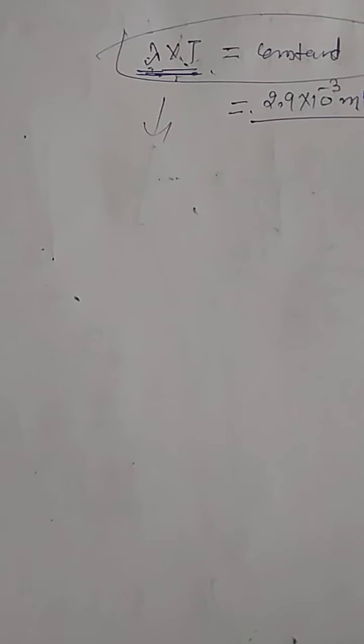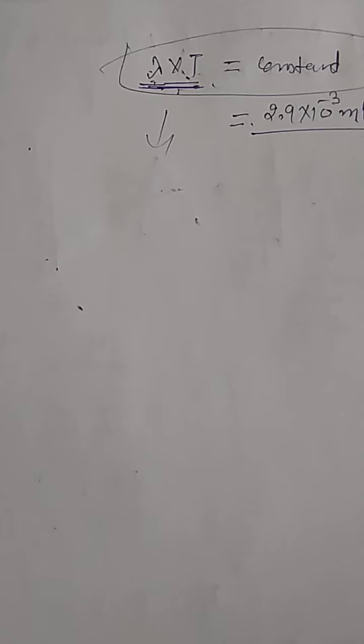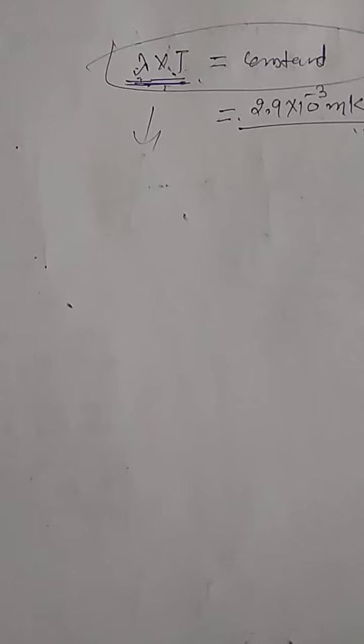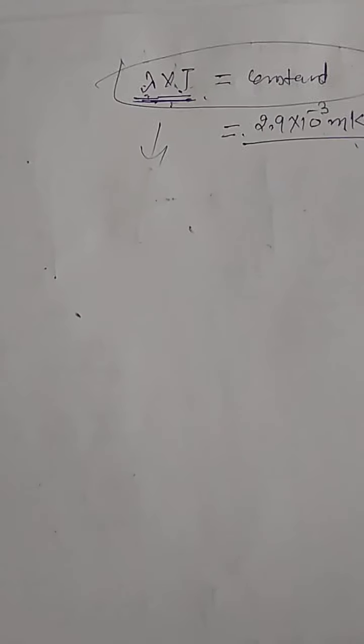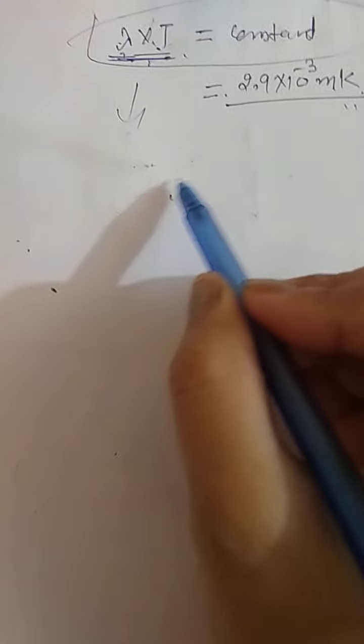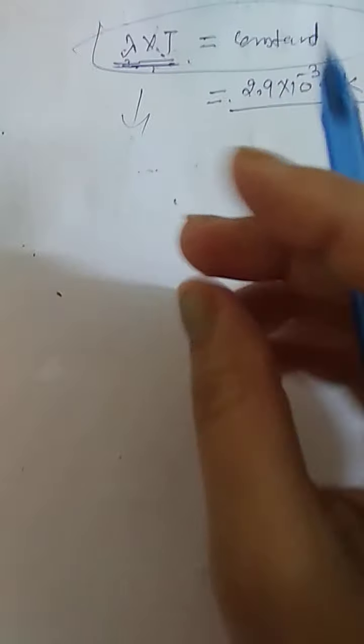The importance of this law was that you can measure the waves coming from celestial bodies. For example, if light is coming from any source and you know the lambda value, then by putting the value of lambda and that constant, you can calculate the value of T, that is how much temperature is associated with that body.